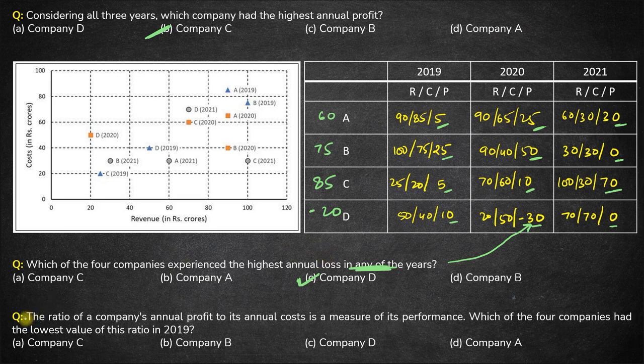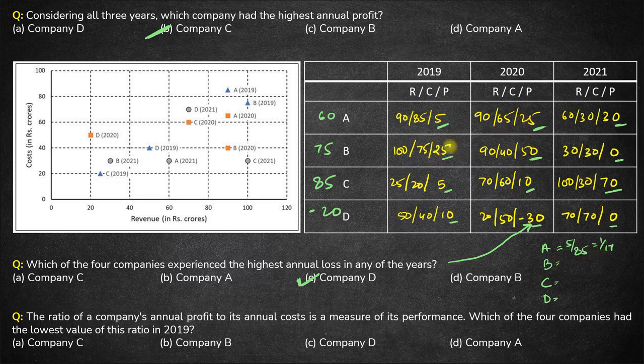And finally, in this third question of the set, the ratio of company's annual profit to its annual cost is a measure of its performance. So performance is profit upon cost, right? Which of the four companies had the lowest value for this ratio in 2019? Okay, so you have to calculate for 2019 for A, B, C and D, this ratio of profit upon cost. So in 2019, profit is 5 for A and the cost is 85. So 5 upon 85, which is effectively 1 by 17.